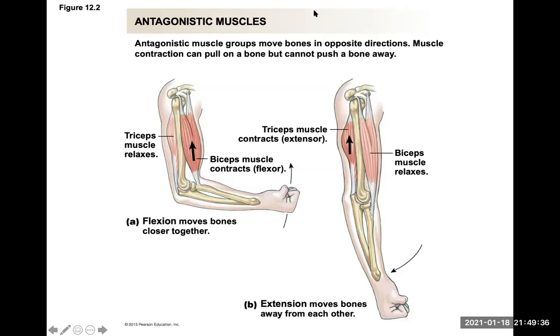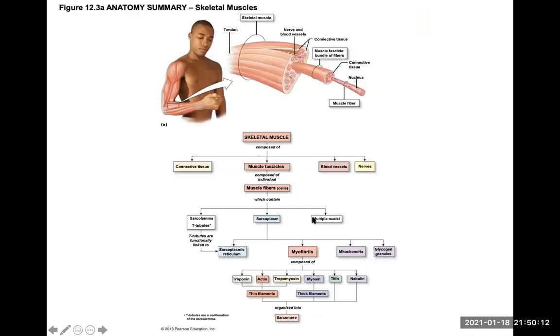Muscles have different types of relationships, but one of the main types is antagonistic. Antagonistic means that the muscle groups are going to move the bones that they're attached to in opposite directions, right? So while the triceps relaxes, the biceps contracts and is going to allow the angle between the arm to decrease. It's going to help with flexing the arm. The triceps then, when it contracts and the biceps relaxes, is going to extend the arm. Those are antagonistic muscle groups.